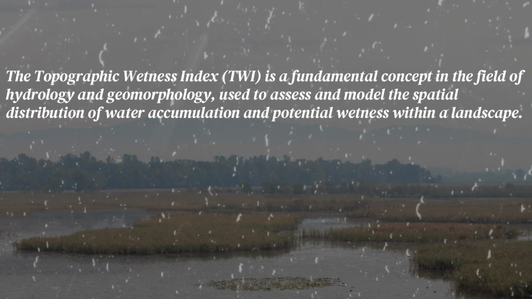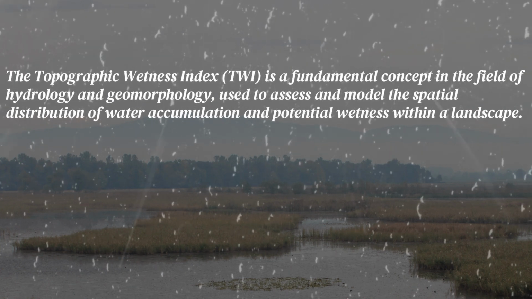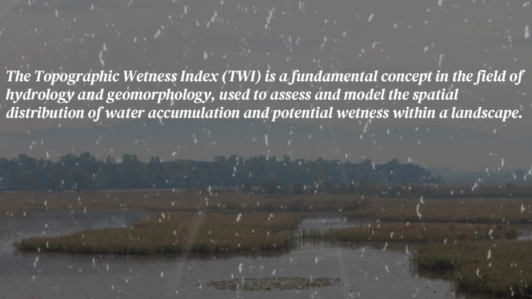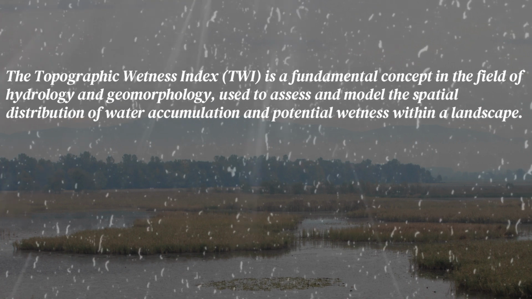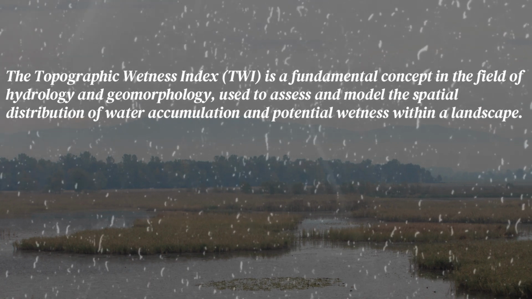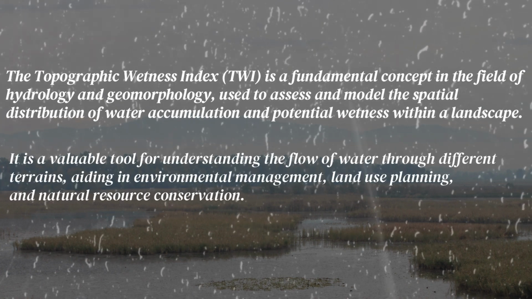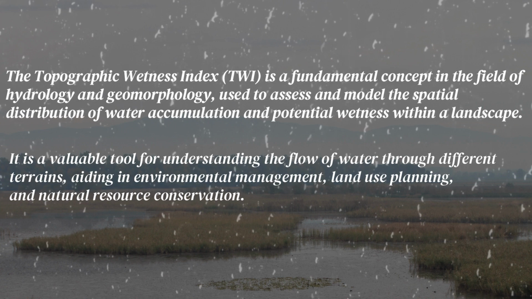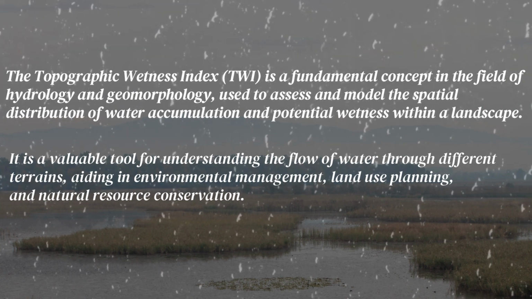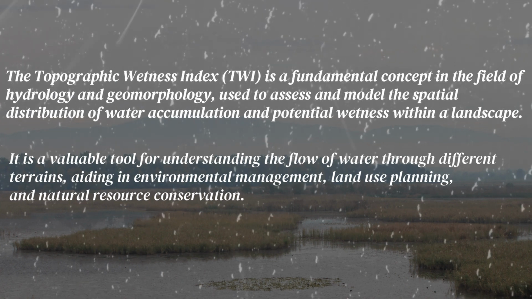The Topographic Wetness Index, or TWI, is a fundamental concept in the field of hydrology and geomorphology, used to assess and model the spatial distribution of water accumulation and potential wetness within a landscape. It is a valuable tool for understanding the flow of water through different terrains, aiding in environmental management, land use planning, and natural resources conservation.